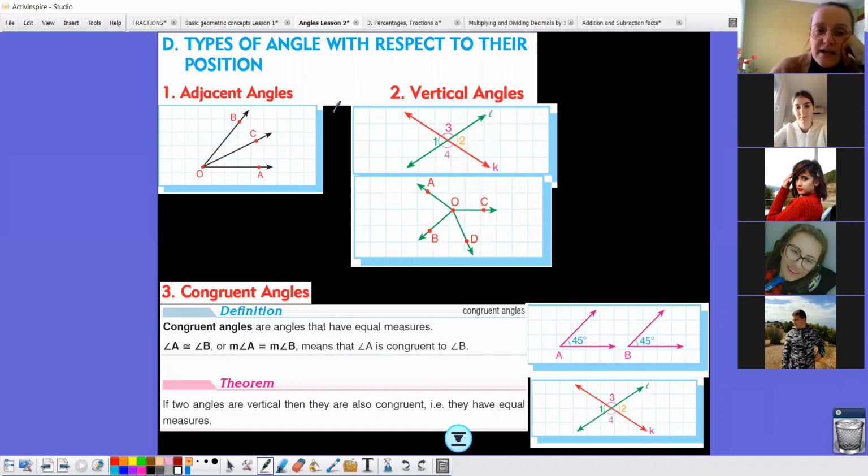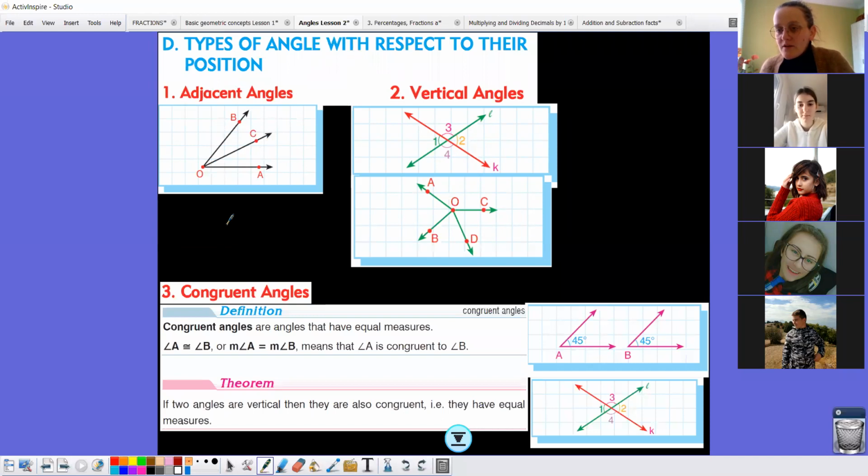Look, adjacent angles: if one of the sides of the angles is common, we call them adjacent angles. For example, AOC and COB. So OC is the common side for both of them. So these two angles are called adjacent angles. Okay? Adjacent. In Turkish, we say komşu.